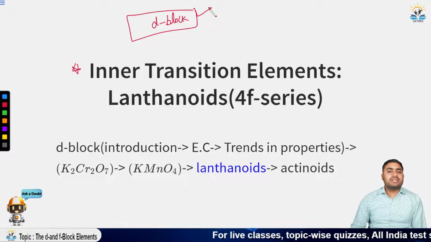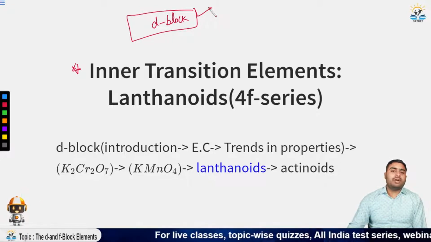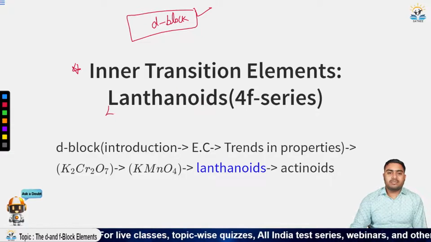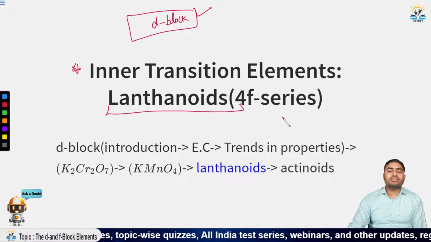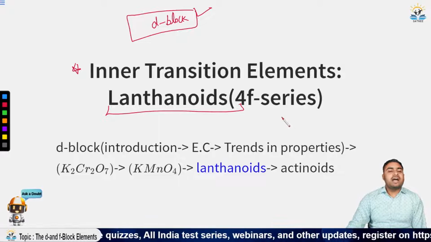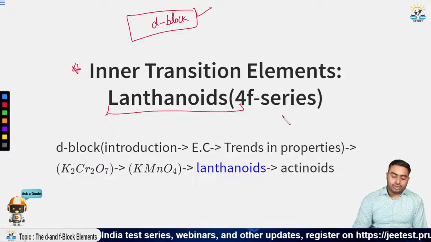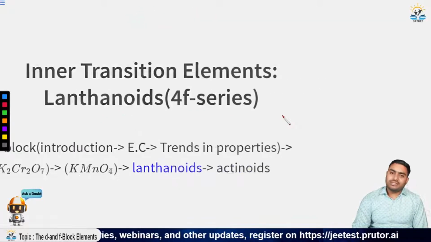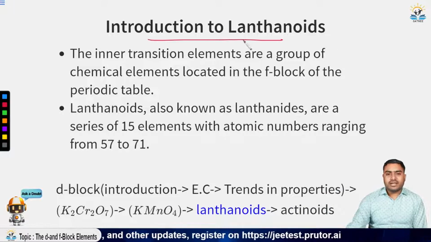Now we are going to discuss the f block elements, and f block elements include two series. One is named lanthanoids, that means the 4f series, because 4f filling of electrons will take place, and the next one is the actinoids. So first of all, let's discuss the lanthanoids. Introduction to lanthanoids.